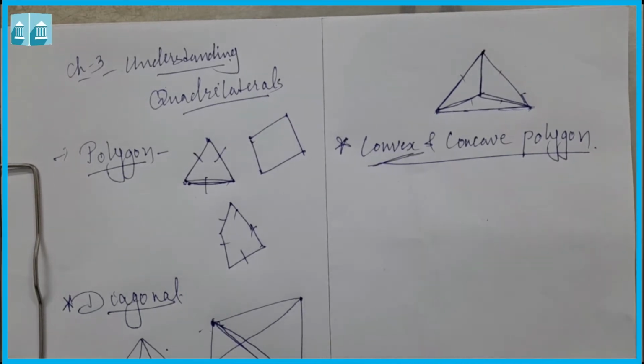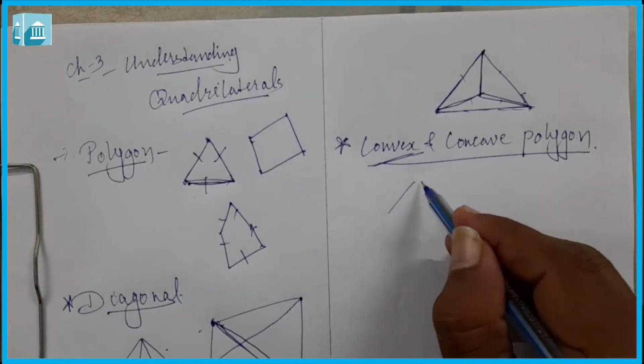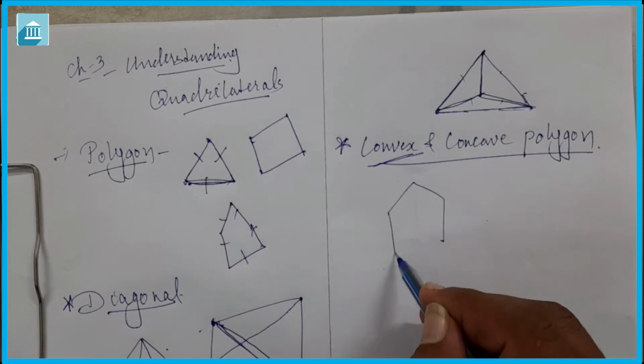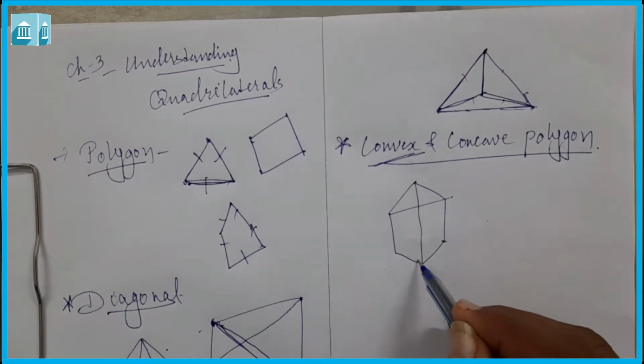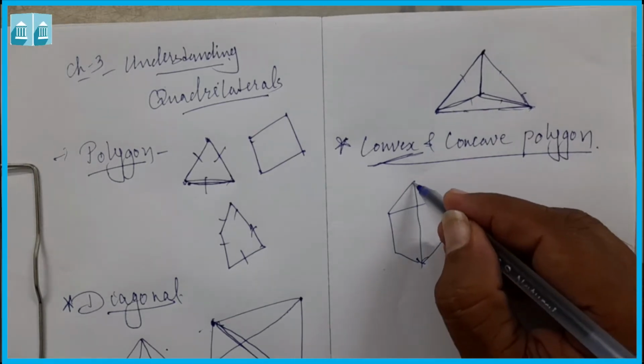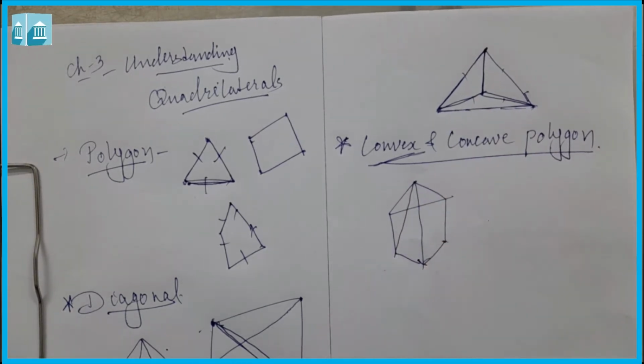Let us first see convex polygon. Convex polygon means those polygons where the diagonals intersect each other. For example, this is one diagonal, this is one diagonal. So in this way, if the diagonals are intersecting each other, that is known as convex polygon.